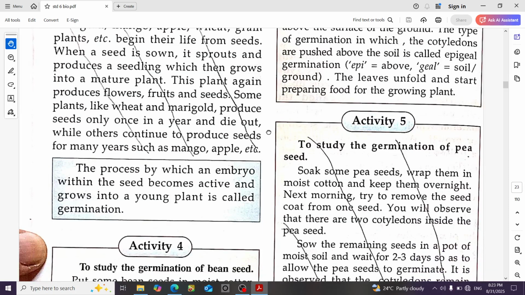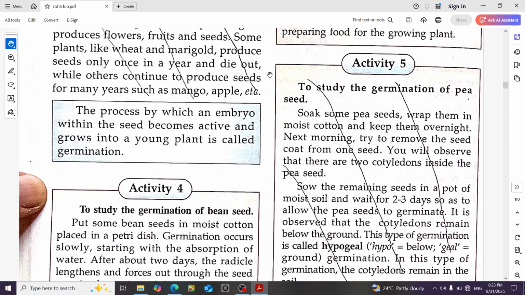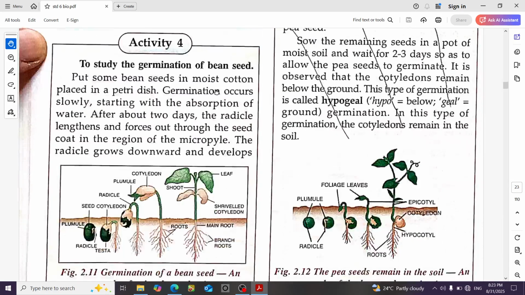Sometimes some plants like wheat and marigold produce seeds only once in a year and die. But some produce continuously.